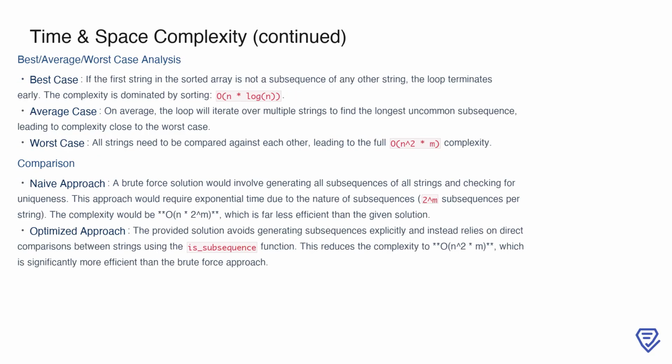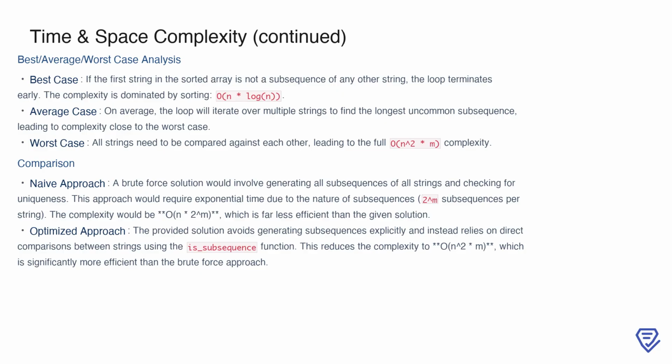Let's break down the best, average, and worst cases for this solution. In the best case scenario, the longest uncommon subsequence is found early in the sorted array. For example, if the first string is not a subsequence of any other string, the loop terminates early, and the complexity is dominated by the sorting step, which is O(n*log n). In the average case, the loop will need to iterate over multiple strings to find the result, leading to a complexity closer to the worst case. In the worst case, all strings need to be compared against each other, resulting in the full O(n²*m) complexity.